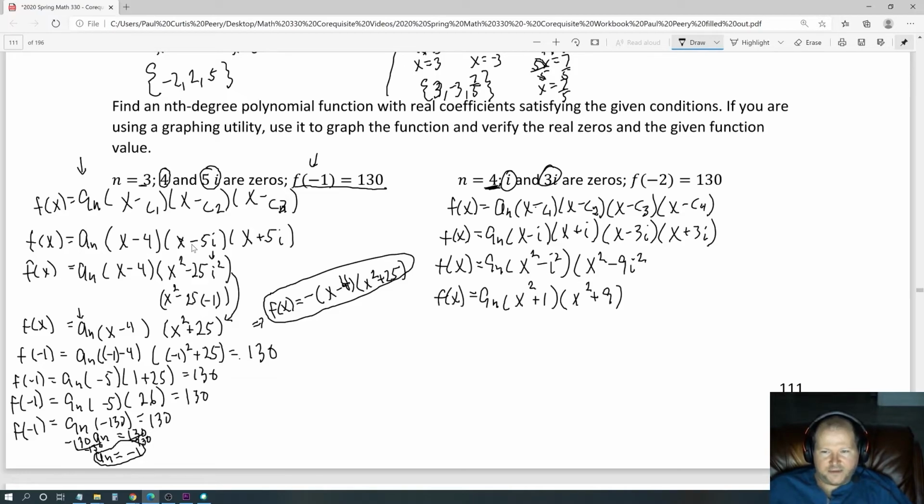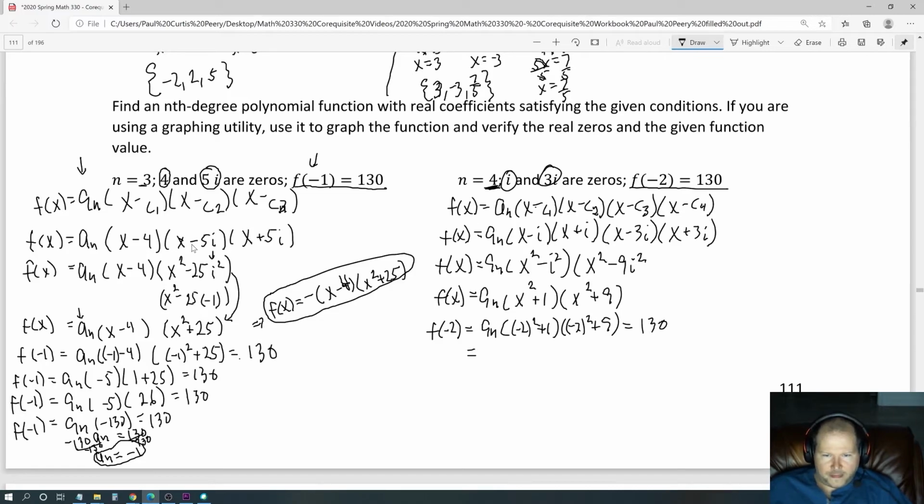Now, we're not done though, right? Because we don't know what that a n is. So we actually don't know what our function is. Luckily, they gave us this information right here. They say if we plug a negative 2 in, we get a 130. So if I plug a negative 2 in here, square it, plus 1, and a negative 2, square it, plus 9, we know that all that must equal 130.